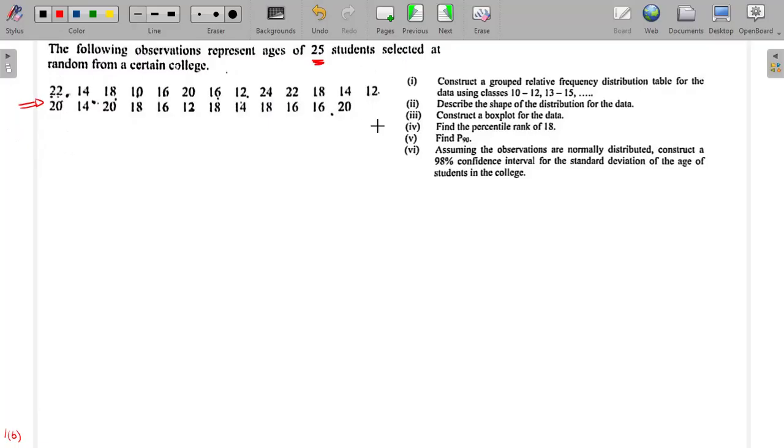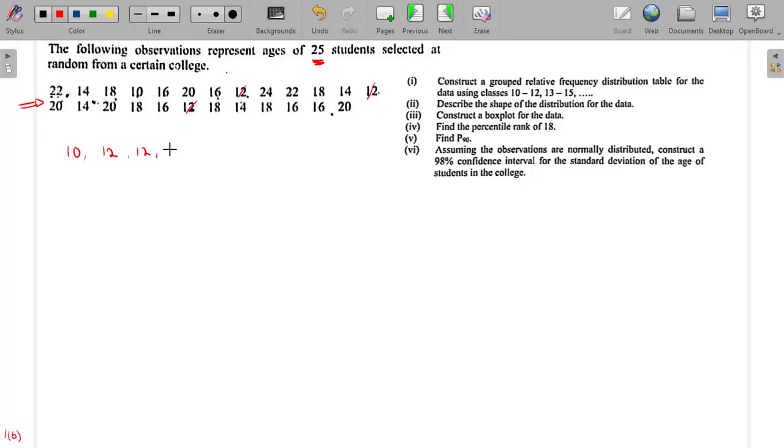Okay, so when you look at these numbers, I can see a 10 there. So that would be my lowest. So 10 is my lowest. Okay, 10. And then from 10, I can see 12. And I can see multiple 12s. So I have 1, 2, 3 of them. So I'm going to write 12.